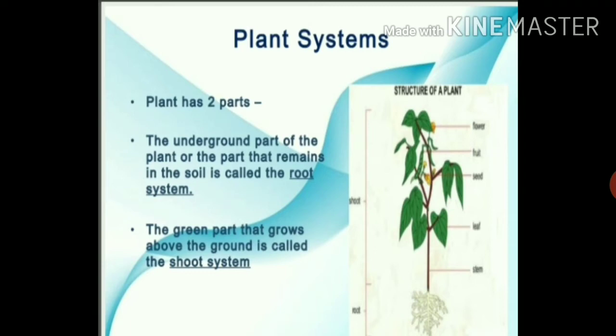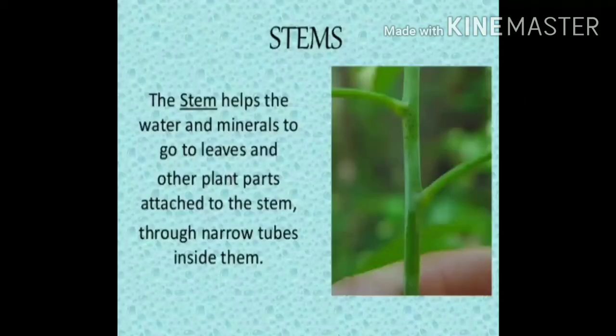So what is shoot system? Shoot system is the organ system that gives rise to stems, leaves and flowers. Or we can say that the shoot system includes organs such as leaves, buds, stem, flower and fruits. And usually it develops above the ground. So I hope shoot system is clear to you.